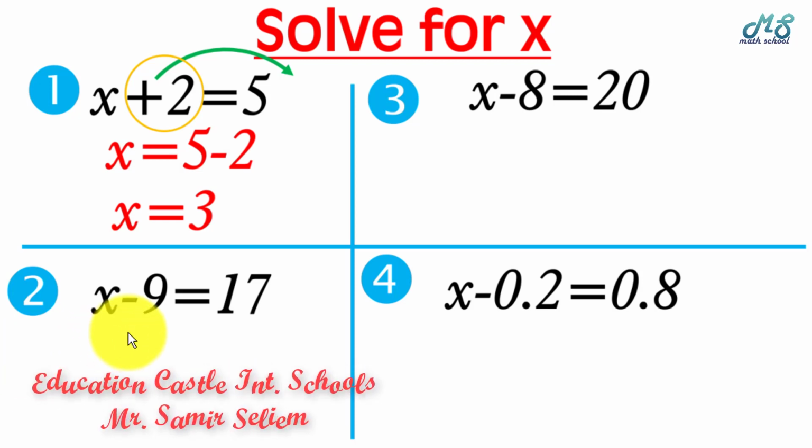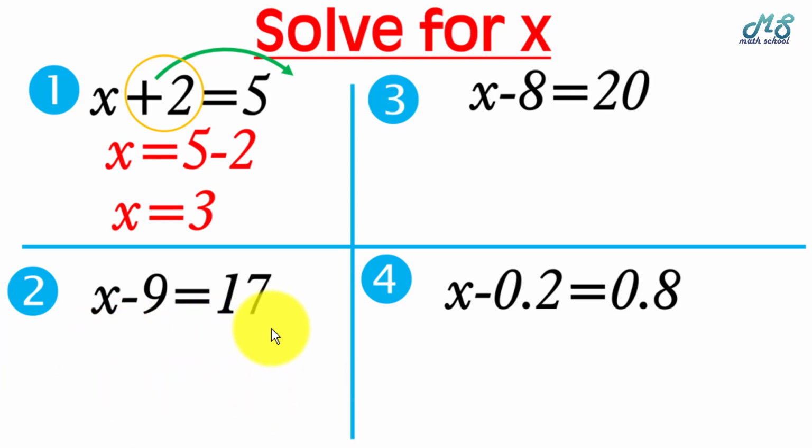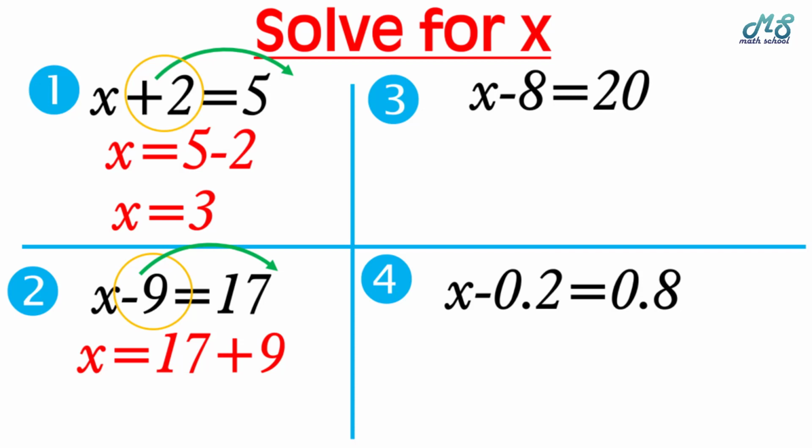Next, x minus 9 equals 17. It's a subtraction equation. We have the sign minus, the sign of subtraction. How can we find the value of x? We will circle minus 9 and move it to the other side to be added. We get x equals 17 plus 9. 17 plus 9 equals what? Take your time, guys. Equals 26. Now the value of x equals 26.